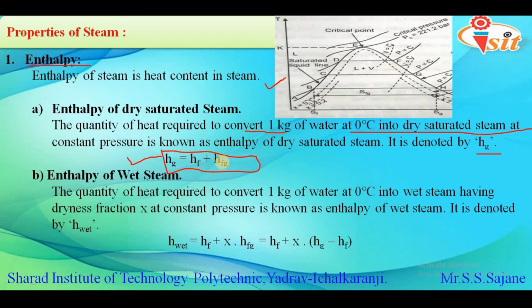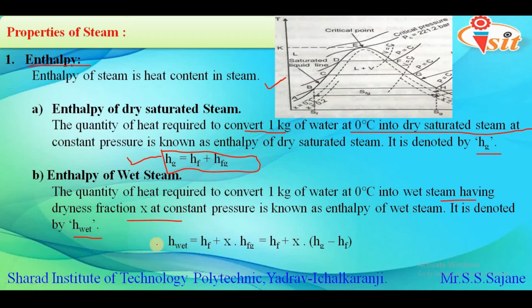Now we will see what is the enthalpy of wet steam. It is defined as the quantity of heat required to convert 1 kg of water at 0 degrees Celsius into wet steam having dryness fraction x at constant pressure. So this is called the enthalpy of wet steam, and it is denoted by H wet, or simply we can also denote it as Hw, so w will be at suffix.